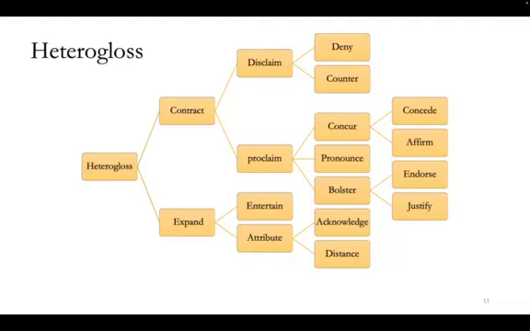Now, I will not talk about each resource here. I'll just talk about the addition of justify in this model. Justify was there before the most influential book by Martin and White in 2005, The Language of Evaluation. However, it was neglected afterwards, although it is extremely important in my opinion.